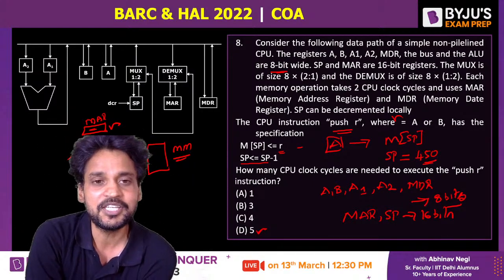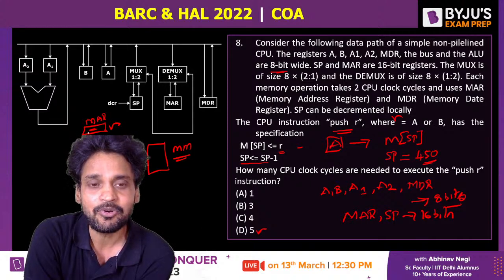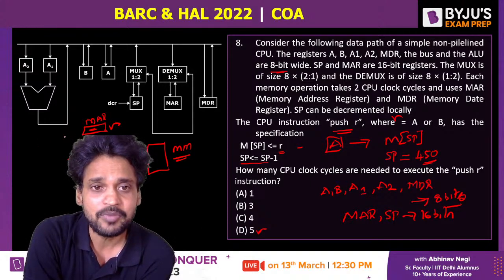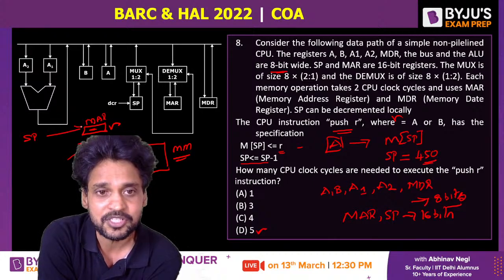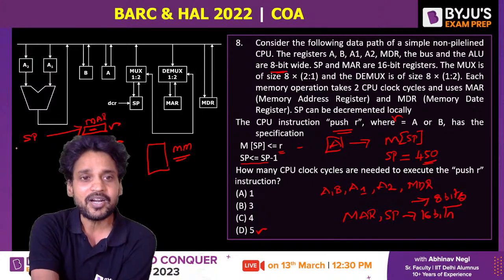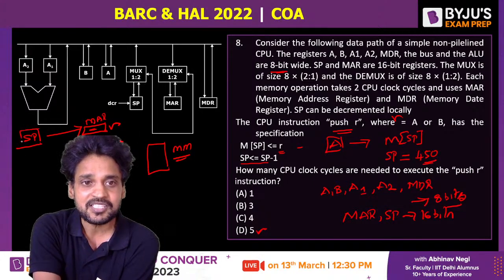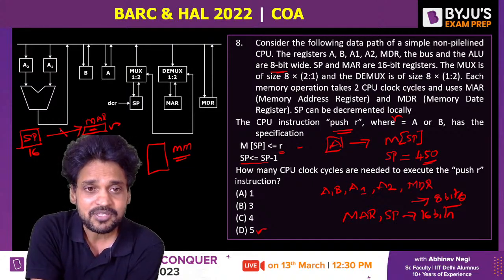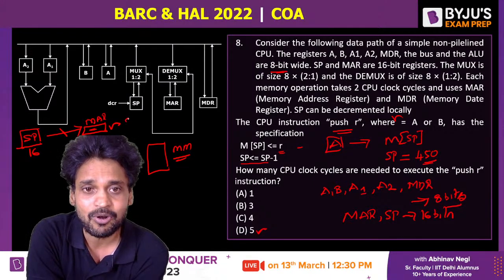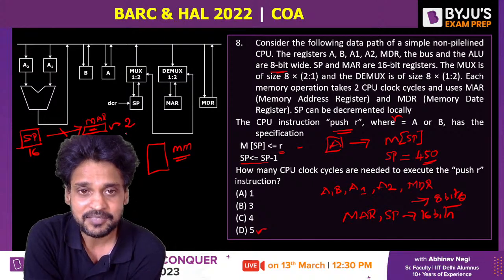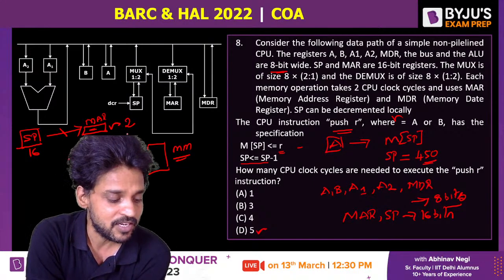Now initially what will happen? I need to transfer an address to the memory address register. So from the stack pointer to the memory address register, I need to transfer the address. What is the size of the stack pointer? The size of the stack pointer is 16 bits. But the bus system is of just 8 bits. So in order to transfer the stack pointer value to the memory address register, I require 2 clock cycles. Did I make myself clear?